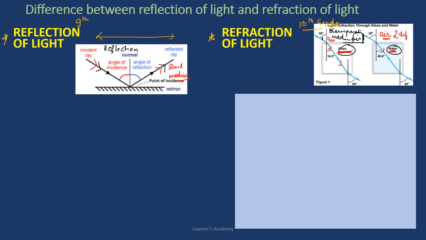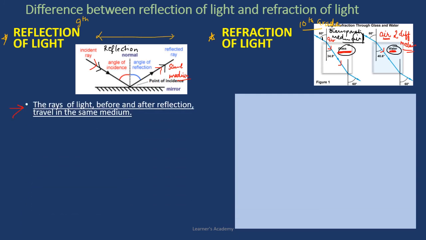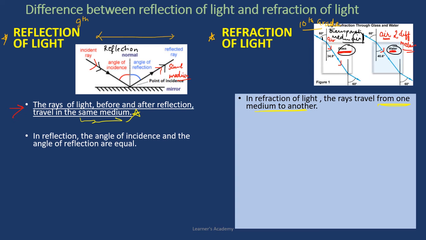All right, now we are going to cover the point-wise difference between reflection and refraction. In reflection of light, the rays before and after reflection travel in the same medium. Just now I told you. In refraction of light, the rays travel from one medium to another, and sometimes it again travels back to the same medium. Now in reflection of light, the angle of incidence and the angle of reflection are equal. You can see here, these two angles are equal.